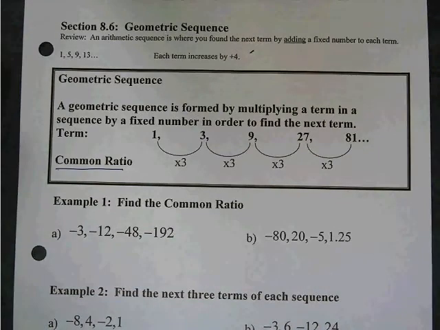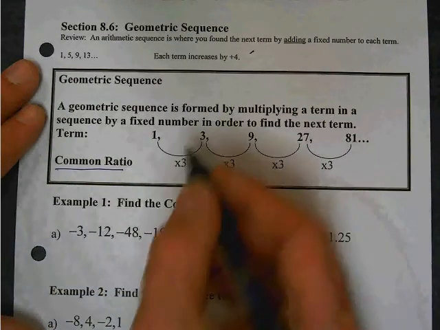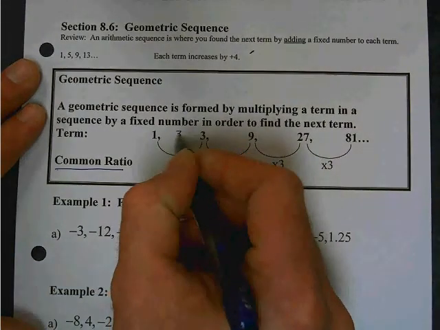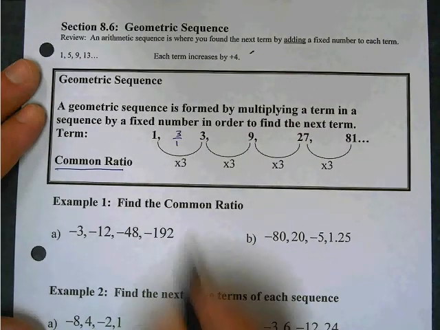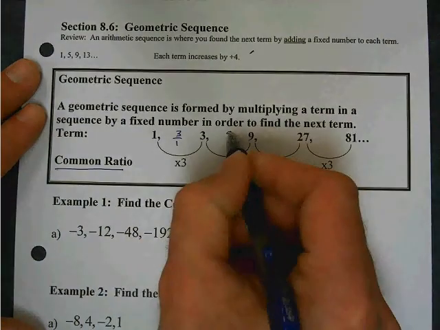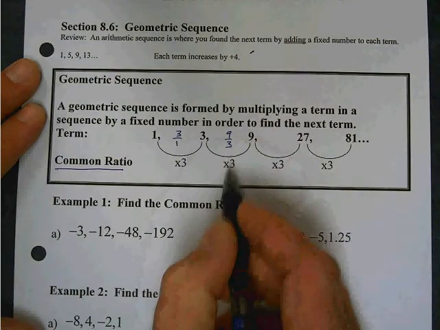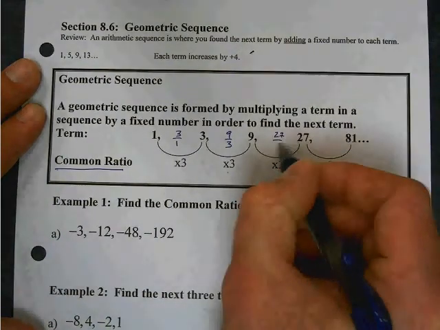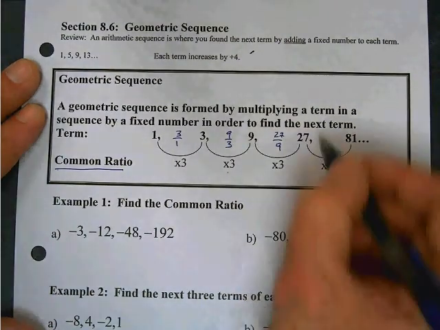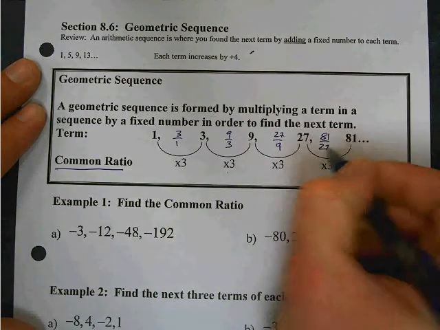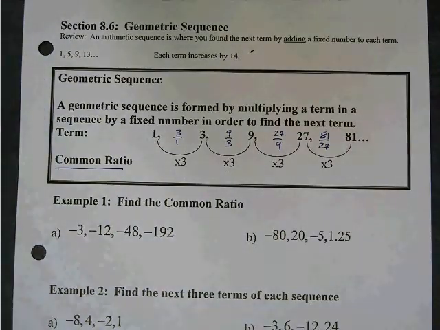To find that common ratio, look at your numbers here. What is 3 divided by 1? 3. What is 9 divided by 3? 3. What is 27 divided by 9? What is 81 divided by 27? In each of those cases, your common ratio is 3. And so you just take the term and divide it by the one in front of it. And if all of those numbers get you a 3, you have a common ratio.